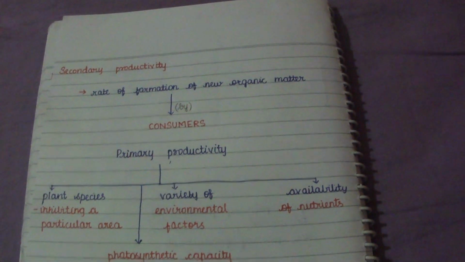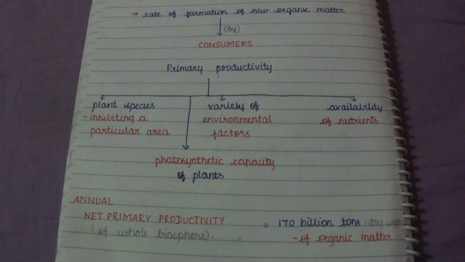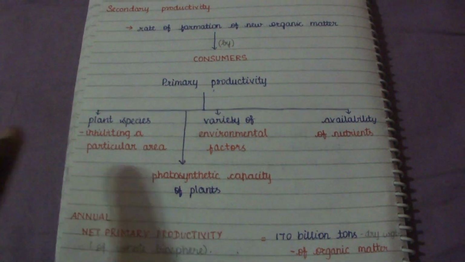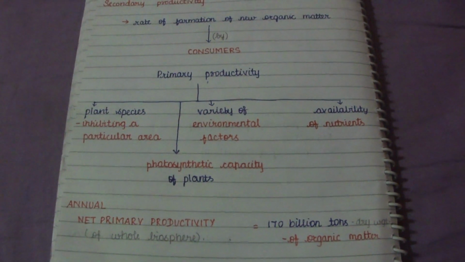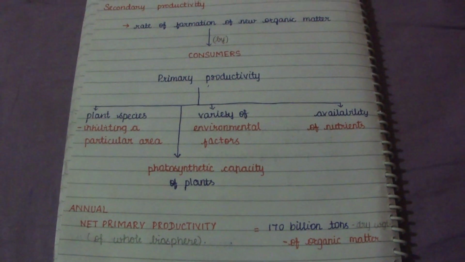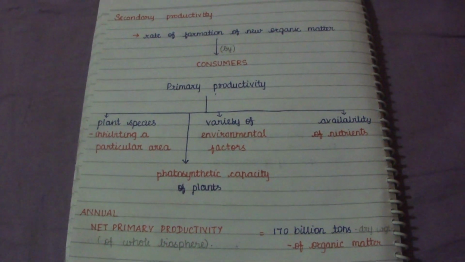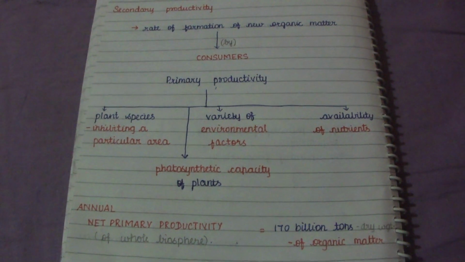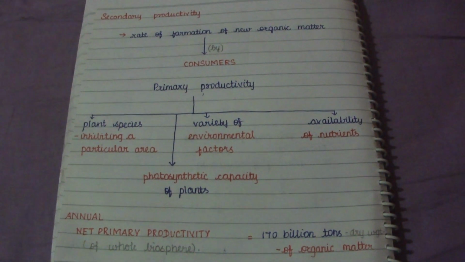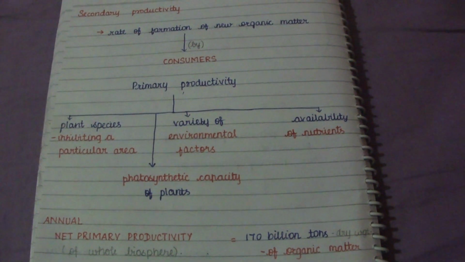The primary productivity, if we take the plant species inhabiting a particular area, depends on a variety of environmental factors, the photosynthetic capacity of a plant and the availability of nutrients. These are the things on which the primary productivity depends. So it varies in different types of ecosystems. The primary productivity is different for different ecosystems.